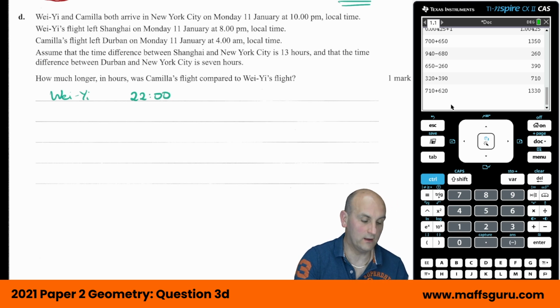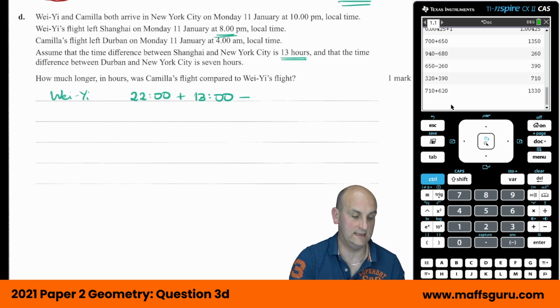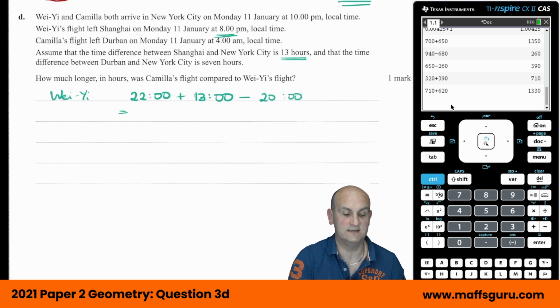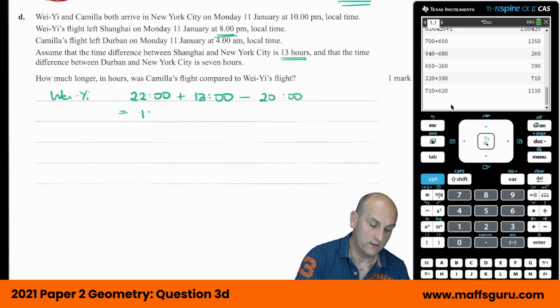What am I going to do there? I'm going to add on the flight time, all right? So I'm going to add on the time difference of 13 hours. And then I'm going to subtract from that the time that we left from where he was, which was 2000 hours. All right, so when I do that, that gives me a flight time of 15 hours.